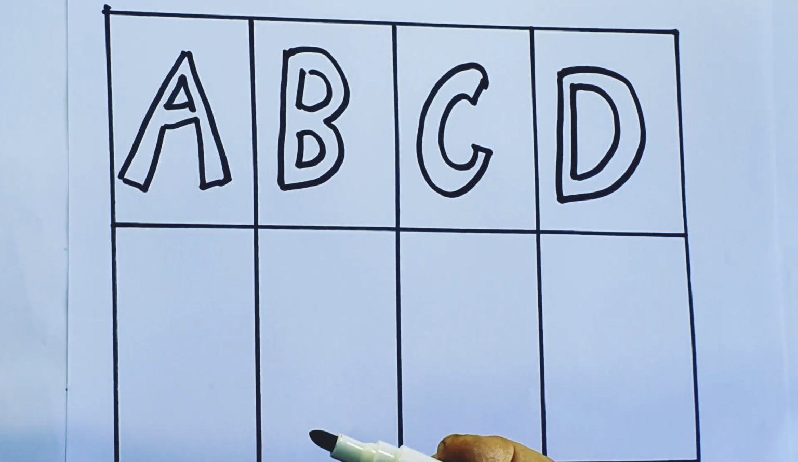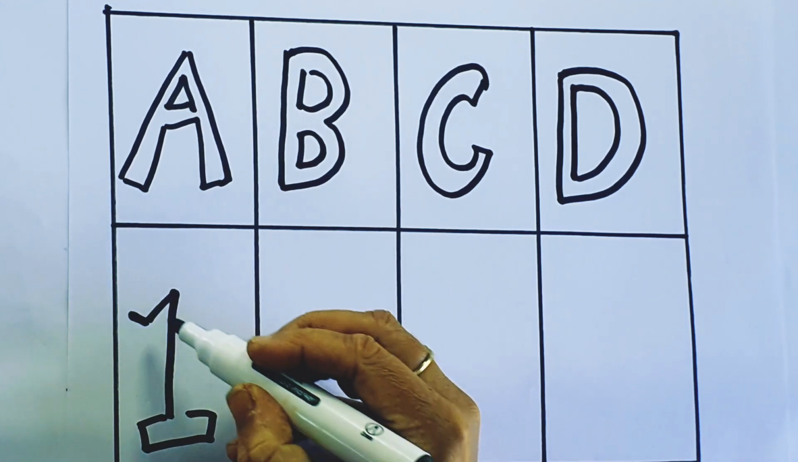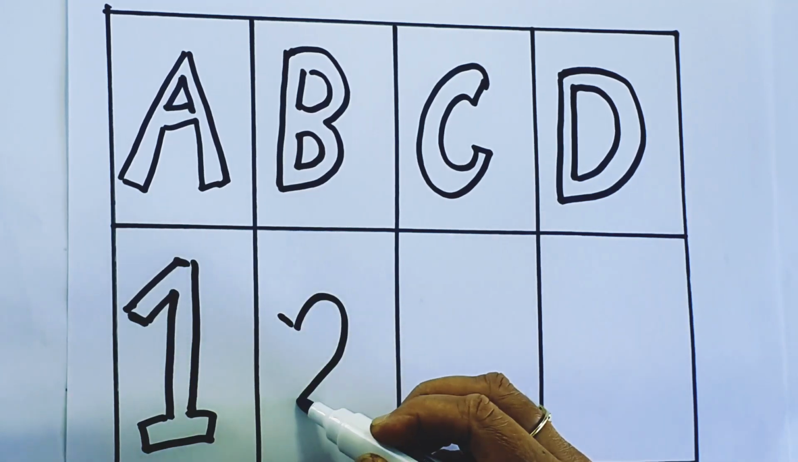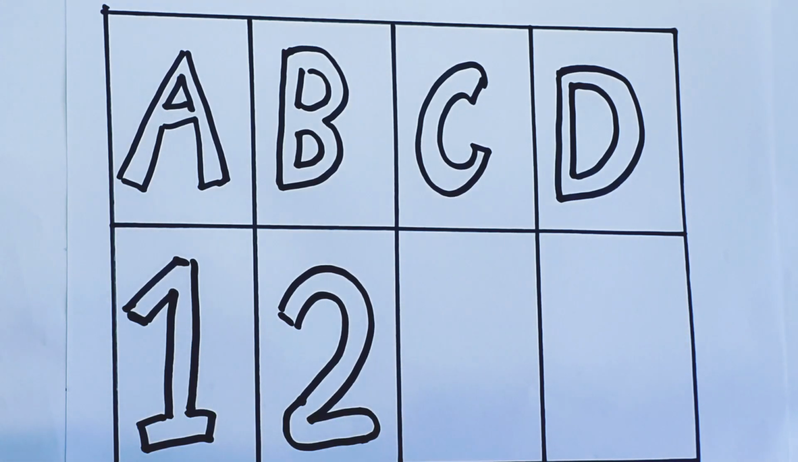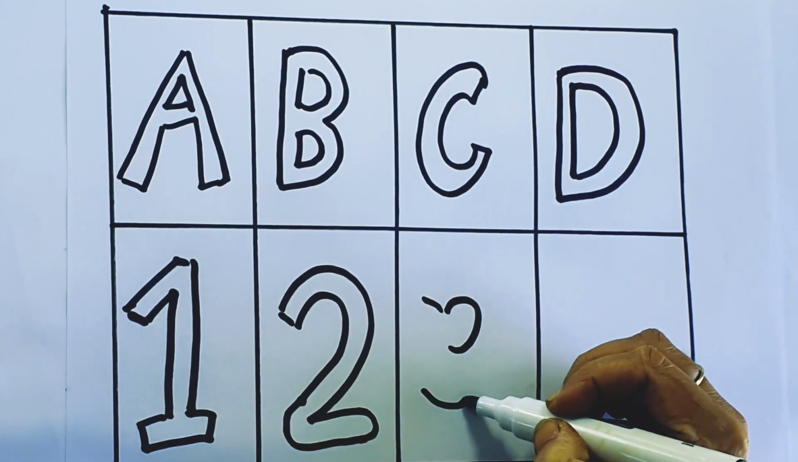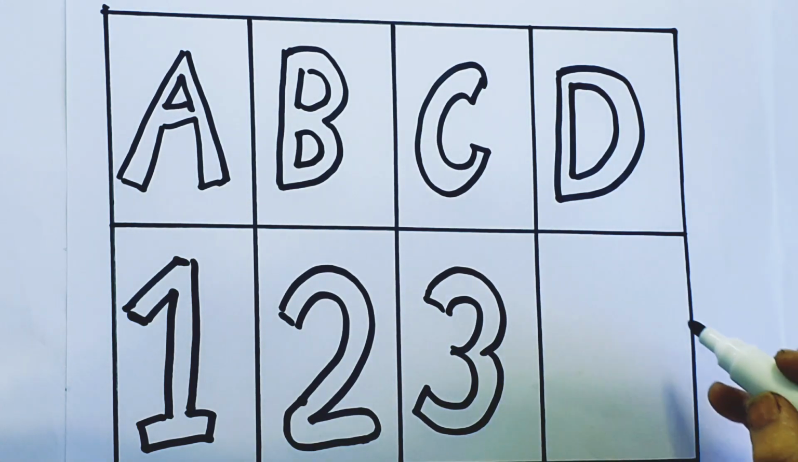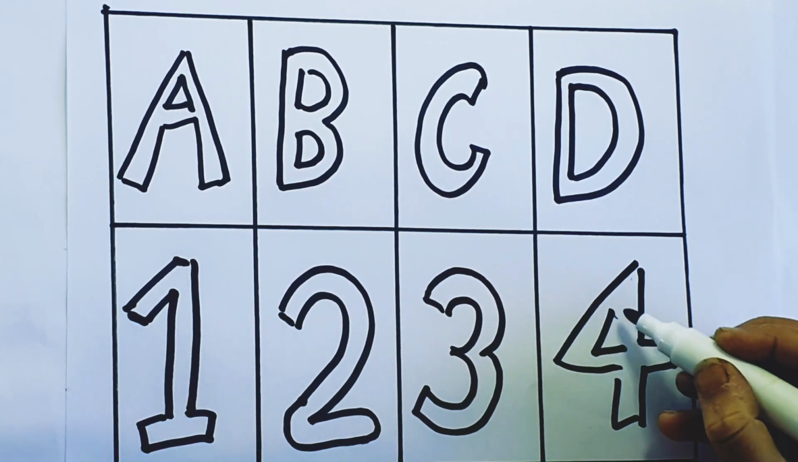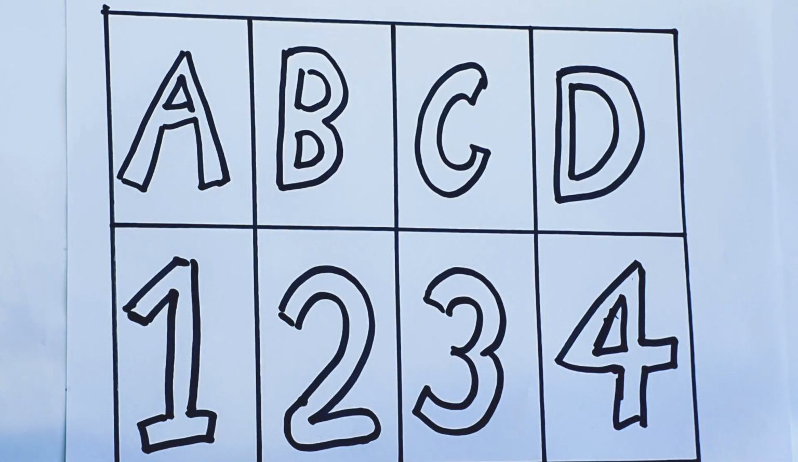Now time to learn some numbers. One, one. 2, two. 3, three. 4, four. Now colors time. Red color.